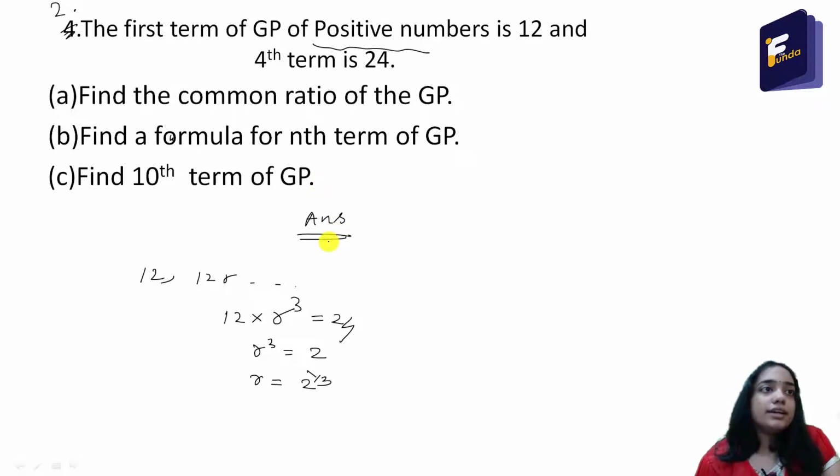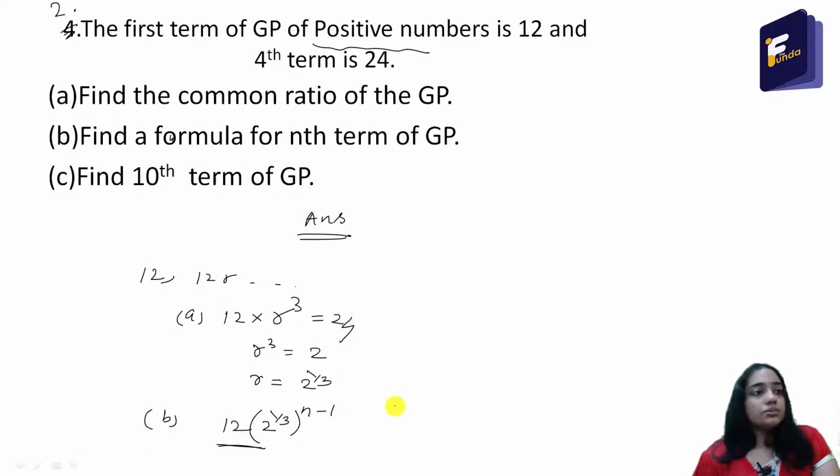Find the formula for nth term of the GP. What will be the formula for nth term of the GP? It is a r to the power n minus 1. Here a is 12, the first term, and r is 2 to the power 1 by 3. So this is the answer of part B, a r to the power n minus 1. Here r is 2 to the power 1 by 3, a is 12, and n is the nth term, any term of the GP.